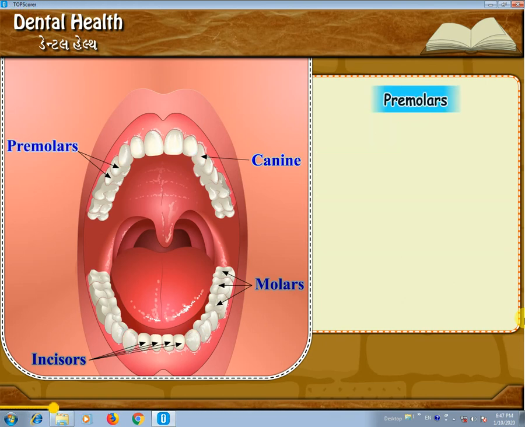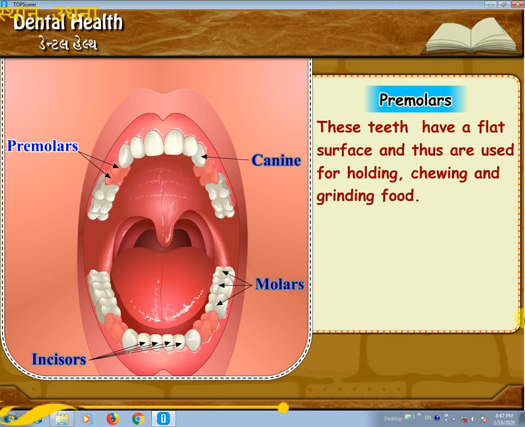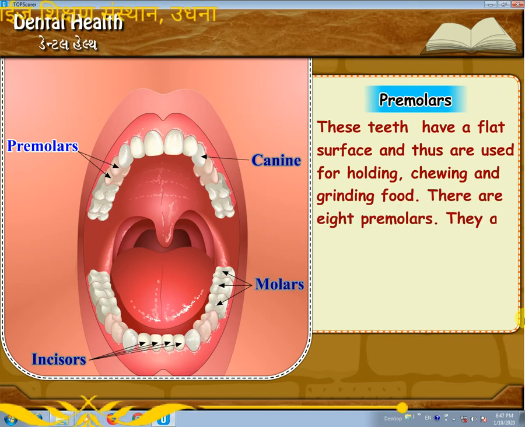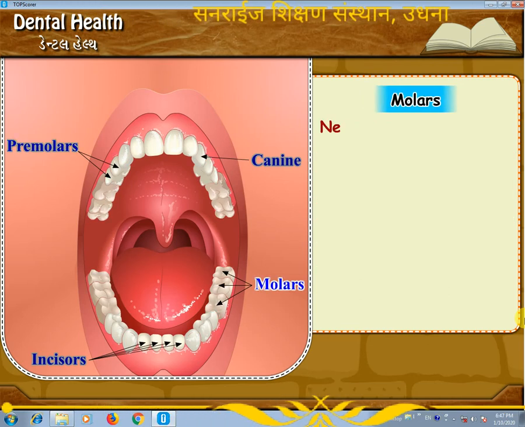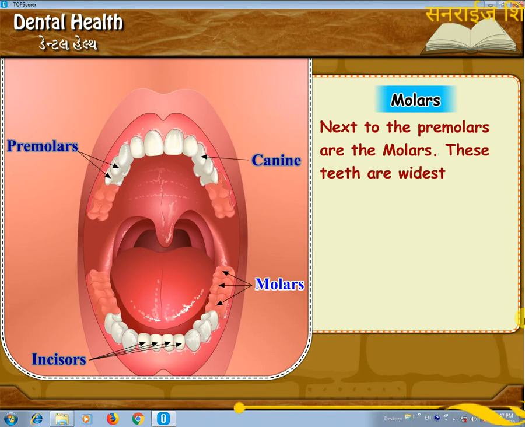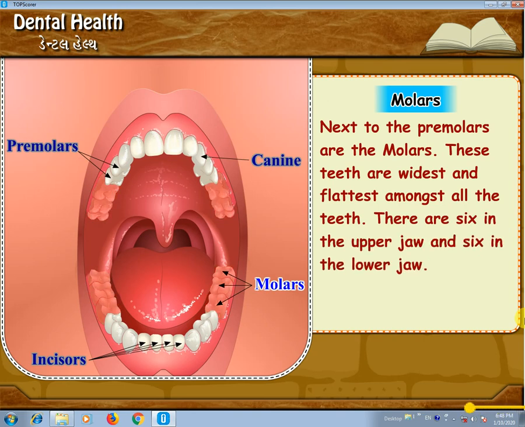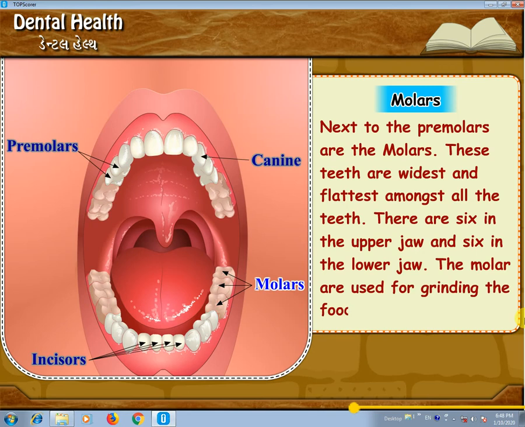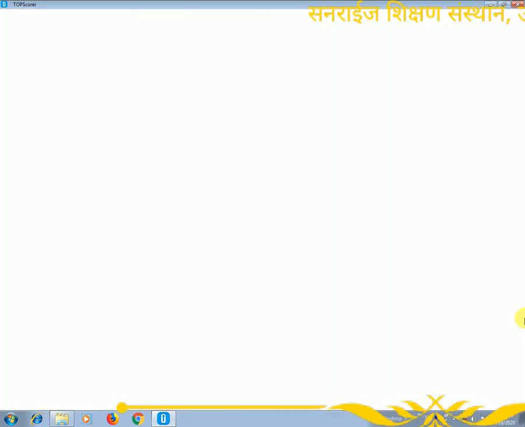Premolars. These teeth have a flat surface and thus are used for holding, chewing, and grinding food. There are 8 premolars. They are situated behind the canines. Molars. Next to the premolars are the molars. These teeth are widest and flattest amongst all the teeth. There are 6 in the upper jaw and 6 in the lower jaw. The molars are used for grinding the food into smaller pieces.